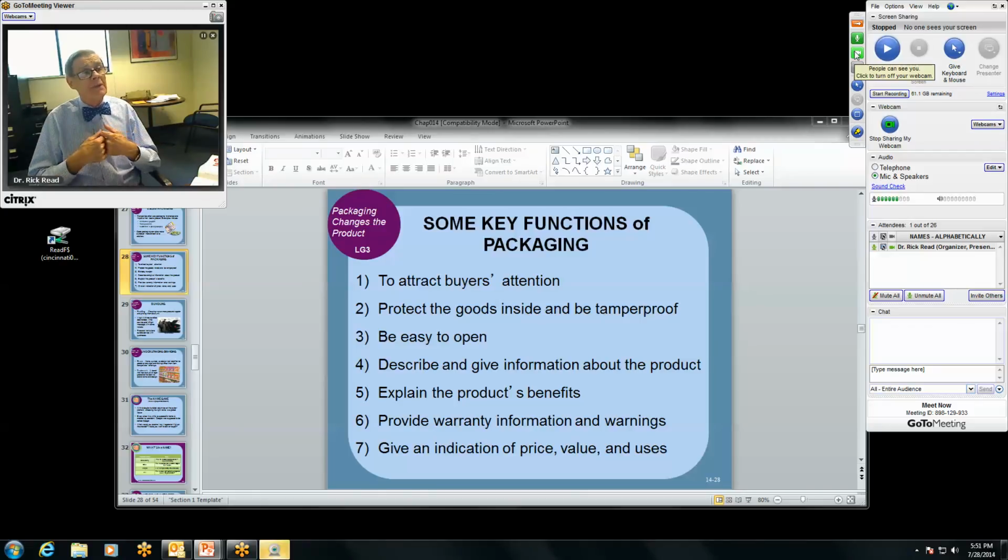It may tell us what the benefits of the product are. Obviously, there may be some warnings and something about warranty, and then it usually tells us something about price and its value, etc. You know, if you go to a supermarket and you buy something, they'll tell you how much you're paying per ounce, maybe how much you're paying per pound, etc. So that's some of the reasons that packaging is around.